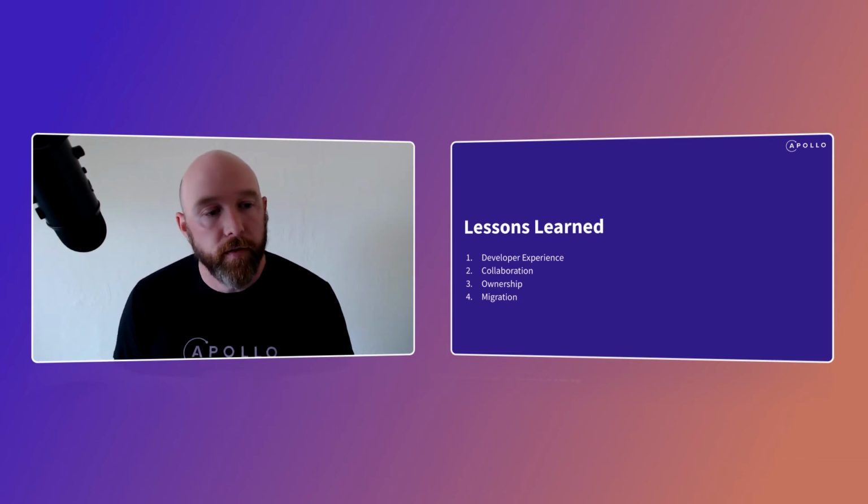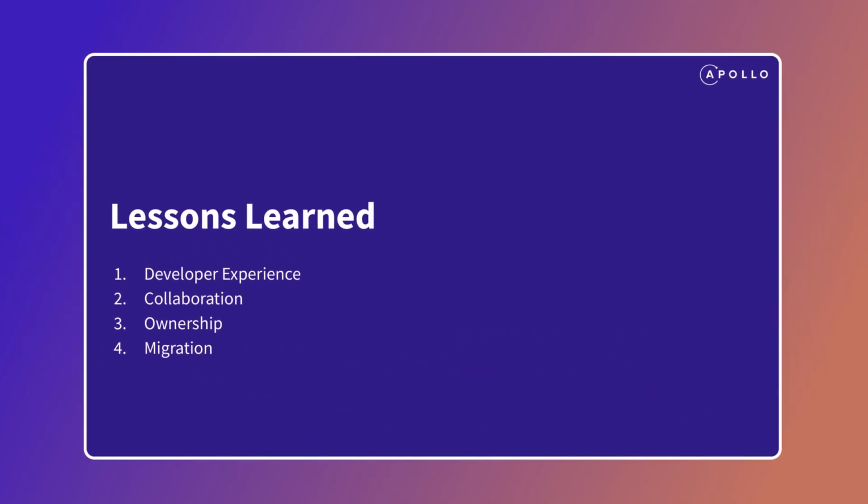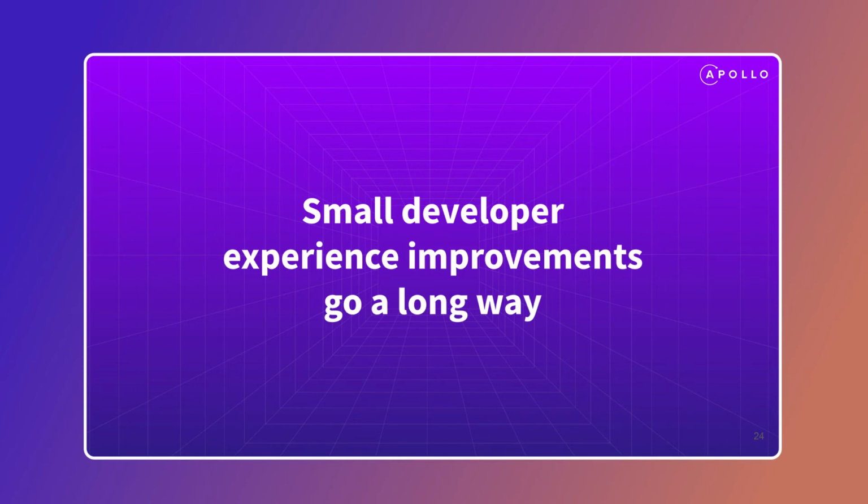We grouped the lessons in a few different categories. The first one being developer experience, then collaboration, ownership, and finally migration. So let's jump into this first lesson. Number one is that small developer experience improvements really go a long way to making federation easier to use and easier to adopt, especially at large companies where you're going to have to teach this to everyone coming into your API.